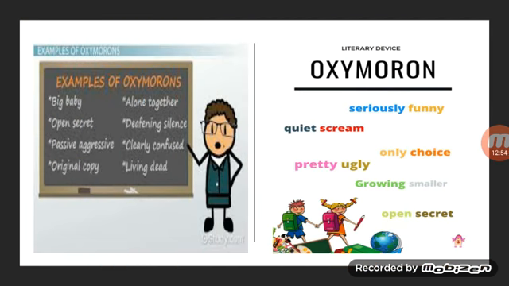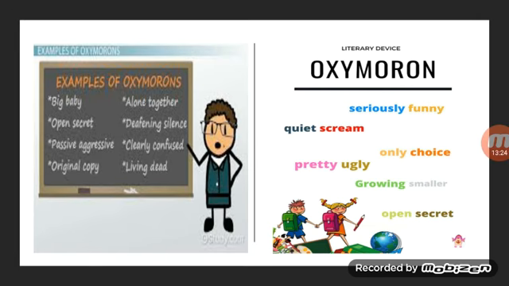Now let's see its examples. It is a very interesting poetic device. Examples of oxymorons are big baby. So just think, if someone is a baby, then how can he or she be big, and if somebody is big, then how can he or she be a baby. So both the terms are self-contradicting, they are opposite words, but when we use them together they make sense.